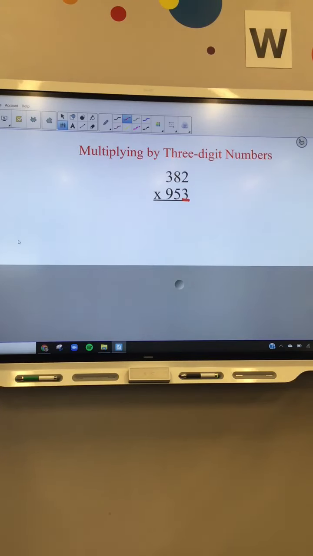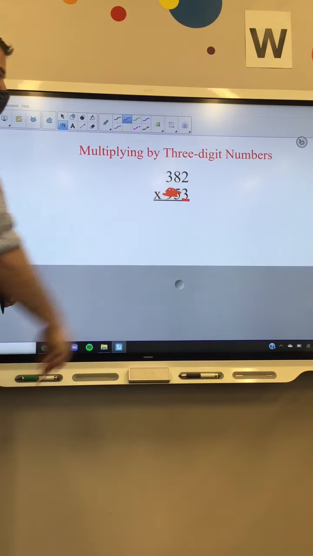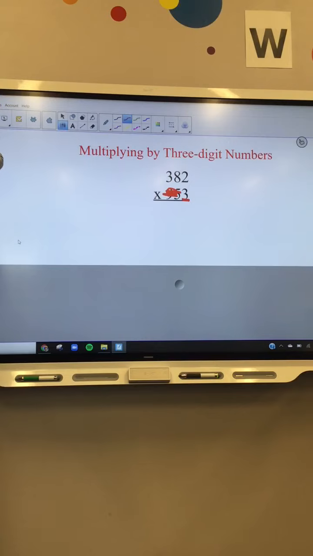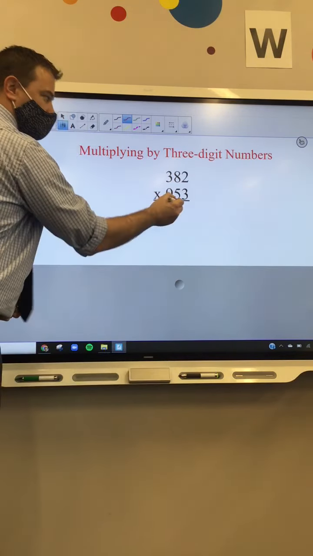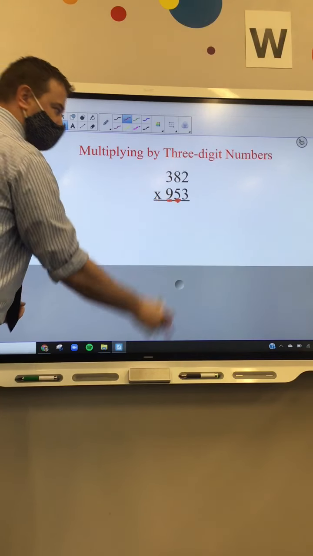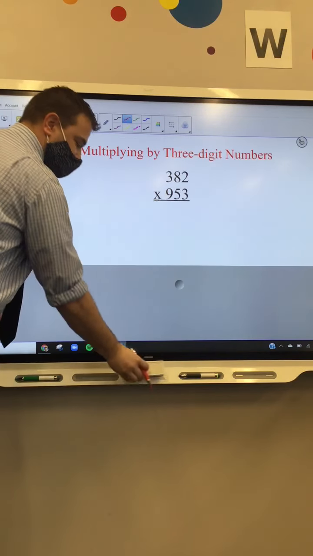Alright, so anyway, when we're multiplying 3-digit numbers by 3-digit numbers, forget about the 9 and 5. Pretend they're not even there. We're going to take 3 groups of 382. Then we're going to take 50 groups of 382. Then we're going to take 900 groups of 382. But we do them separately, okay?